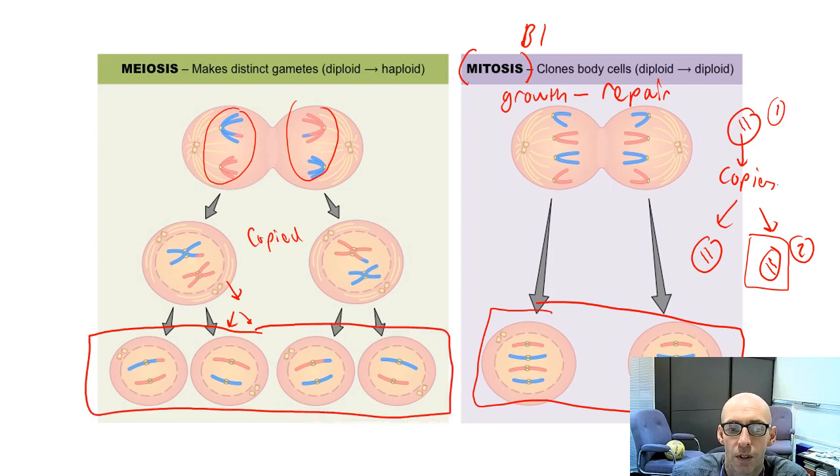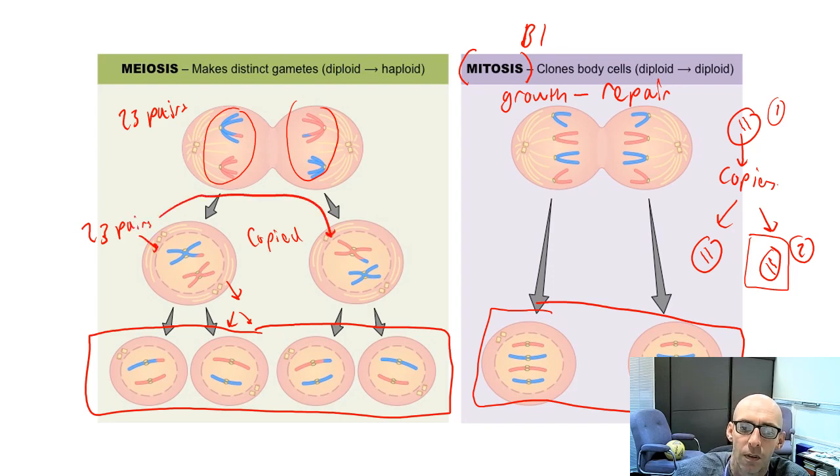So what we say is, for humans for example, in a normal body cell, you have 23 pairs of chromosomes. And these copy here, and they make 23 pairs in this cell, and 23 pairs in this cell. But then they split. So they split the first time here, they split again. When they split again, you get 23 single chromosomes.